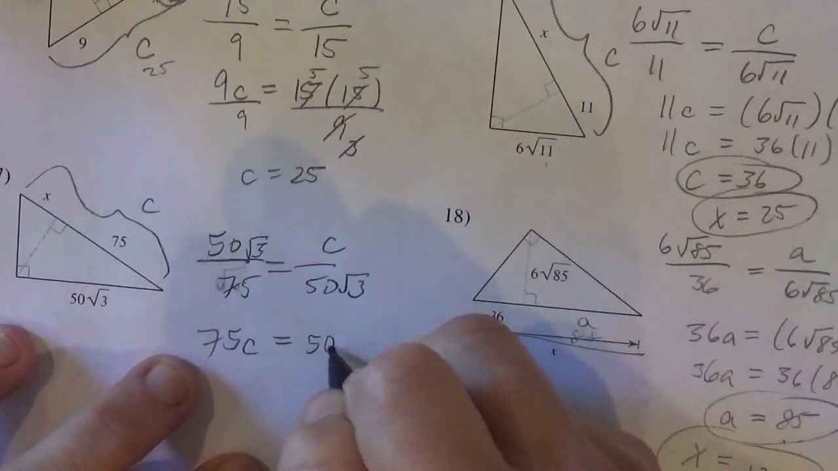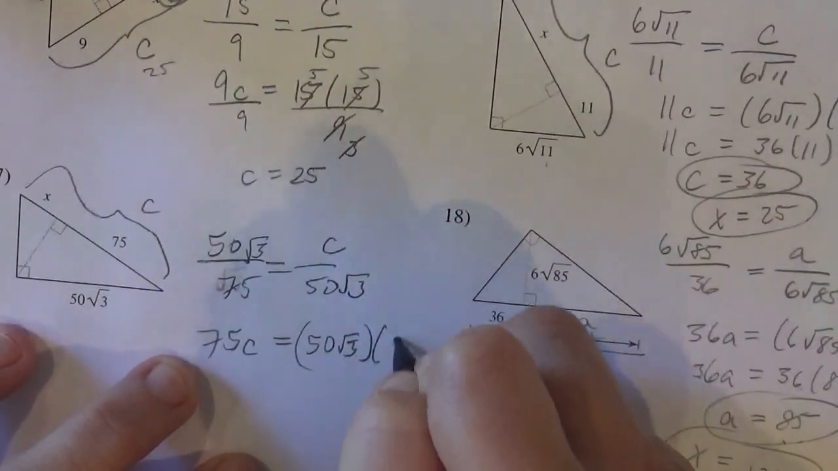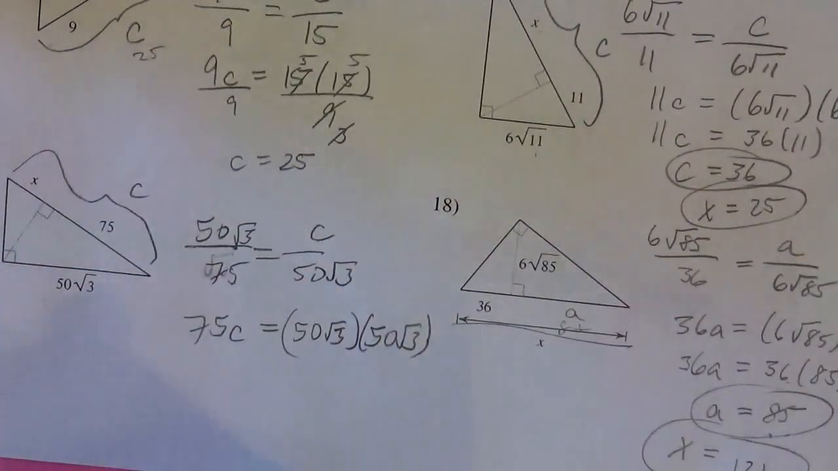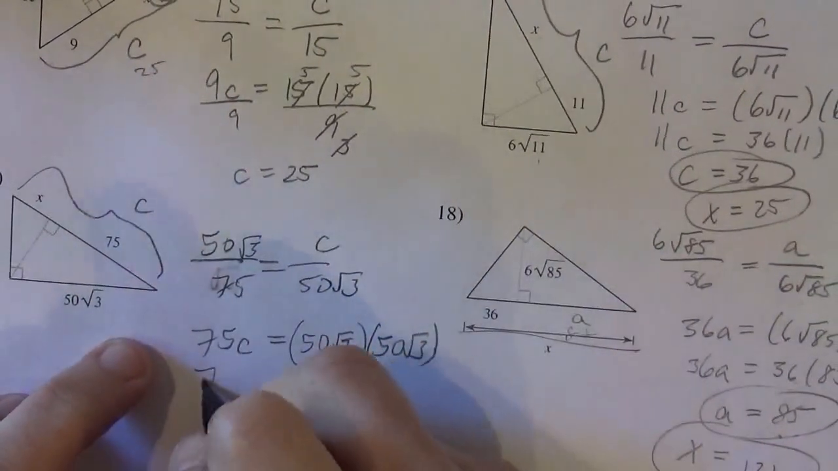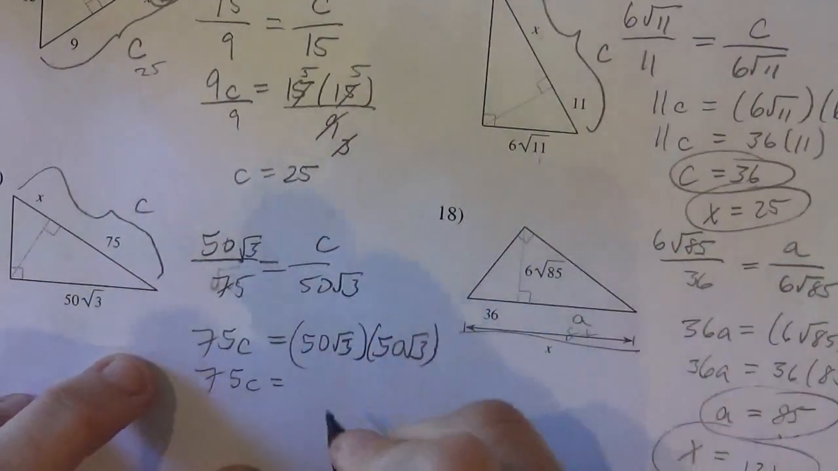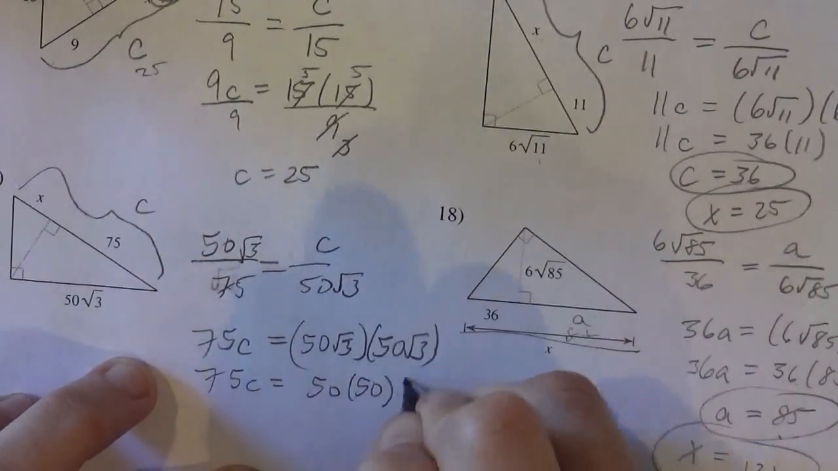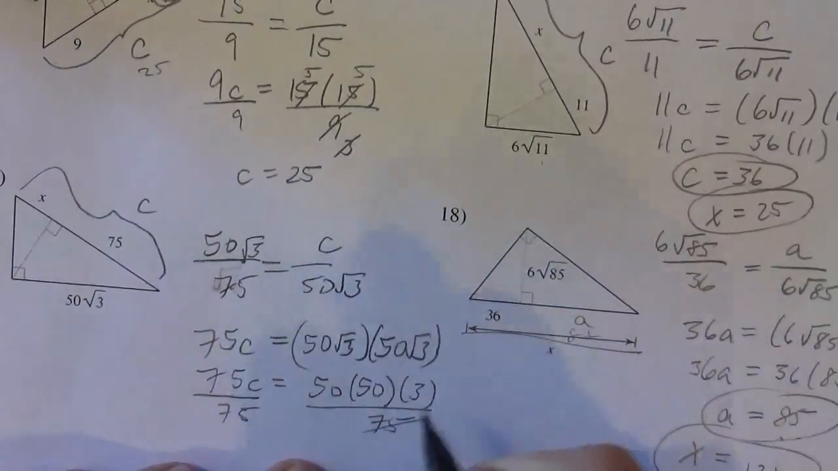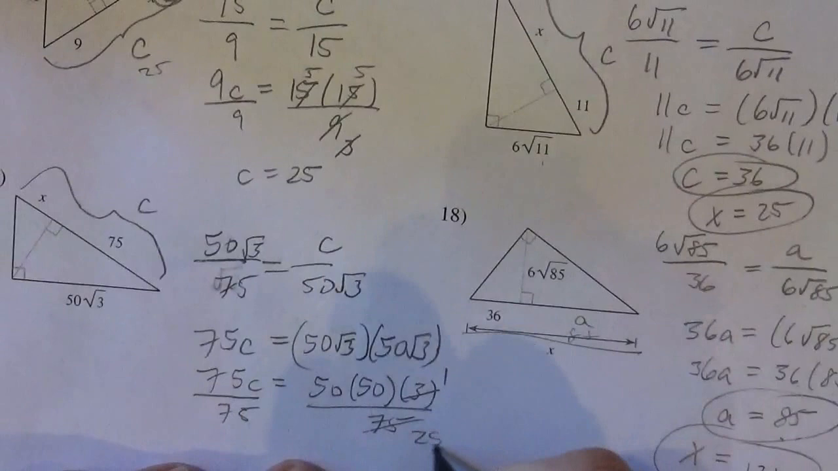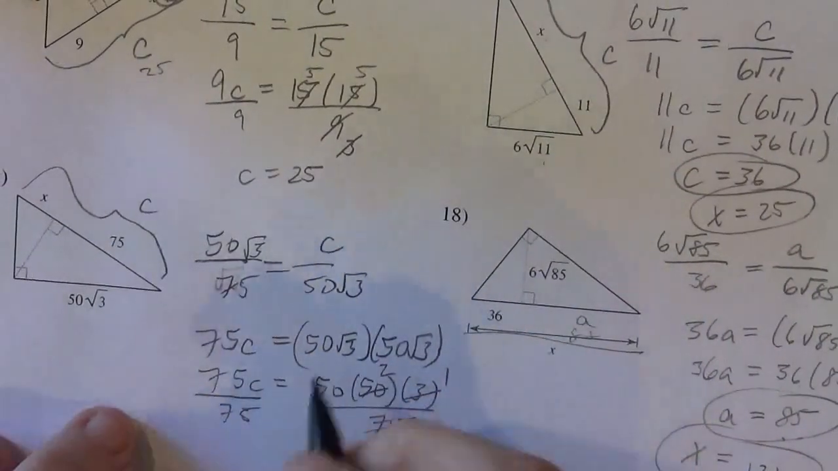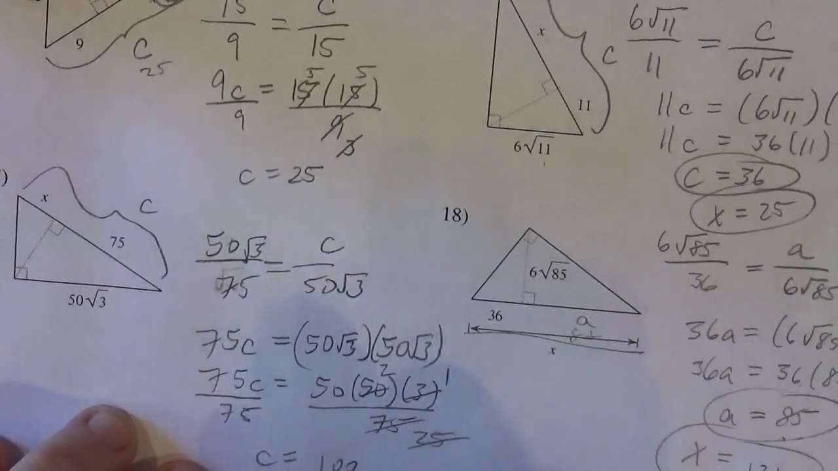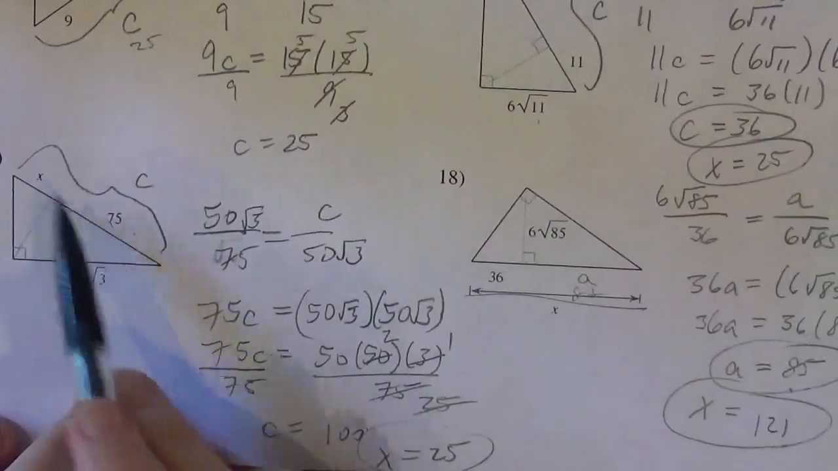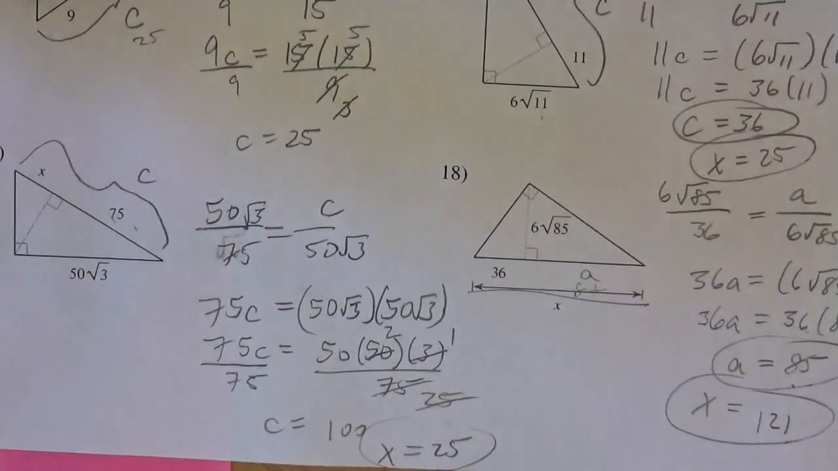So 75C equals 50 root 3 times another 50 root 3, so 75C will be 50 times 50 times 3. So if I divide by 75, I can start to chop away. 1 and 25, divide by 25, I get 2. So it looks like C is 100, which means that X is 25, because the whole thing's 100, so X is 25. And we made it. Excellent.